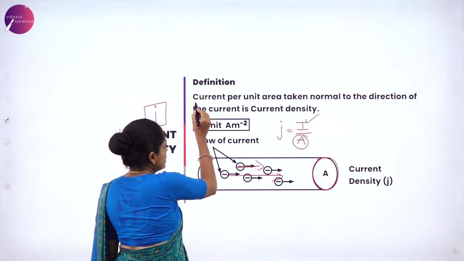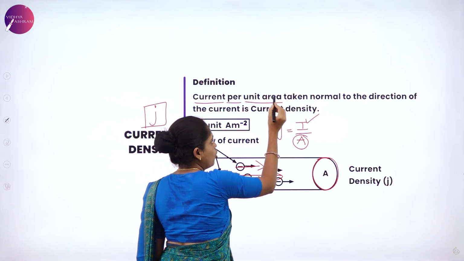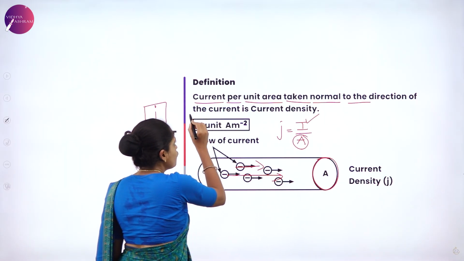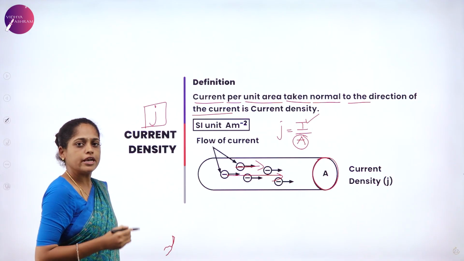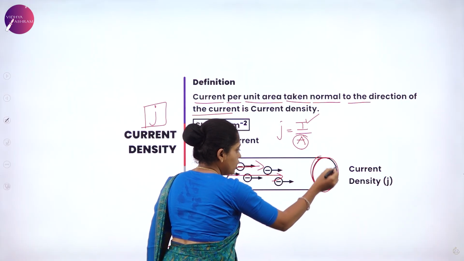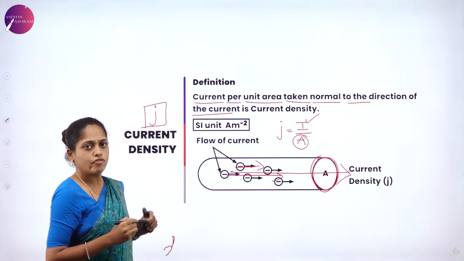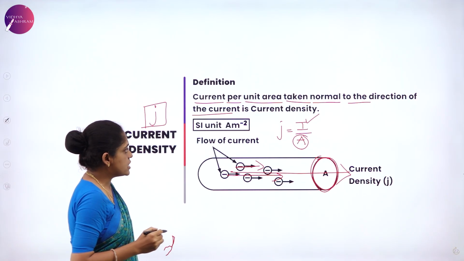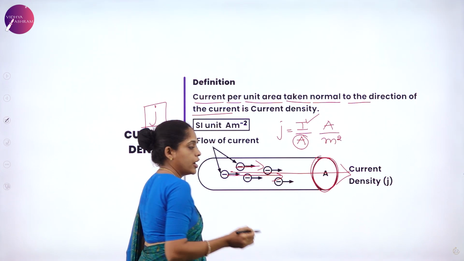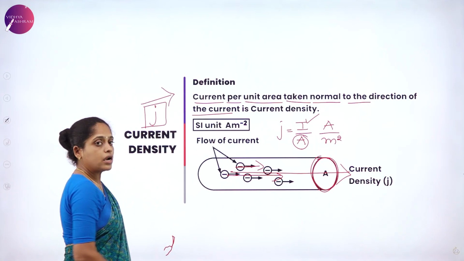By this, current density is the current per unit area of cross section taken normal to the direction of flow of current. Normal to the direction of the current means the area always should be normal to the direction of the current. This is the definition for the current density, and its SI unit is ampere per meter square. And you have to remember that the current density is a vector quantity.